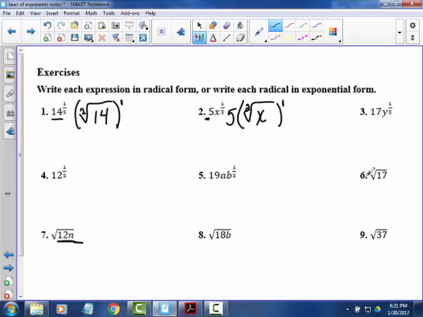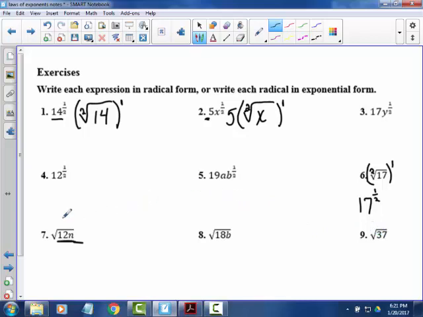Our other thing we want to do is be able to go from the radical to the exponent form. So we kind of just reverse the idea. What's under the radical is our base. There's no number written here, so it's an understood 2. There's no number written out here, so it's an understood 1. So that's going to be 17 to the 1/2 power. That's all you need to do with it.